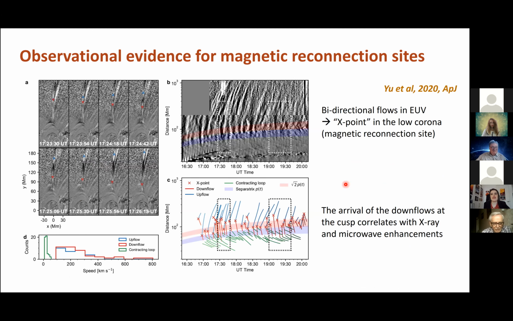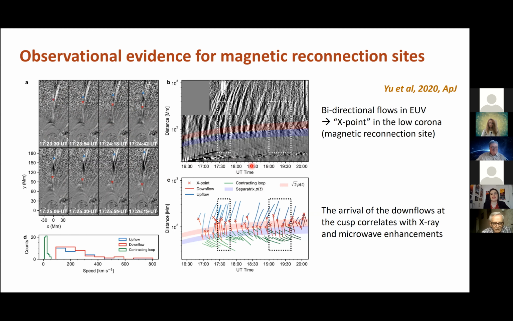Another study from Yu et al., also a recent study, completed this kind of diagnostics with an analysis of the plasma flows that we can see. So in EUV, I have here successive images where we see plasma flows, and we see both upflows and downflows. And those are marked in blue and red respectively.